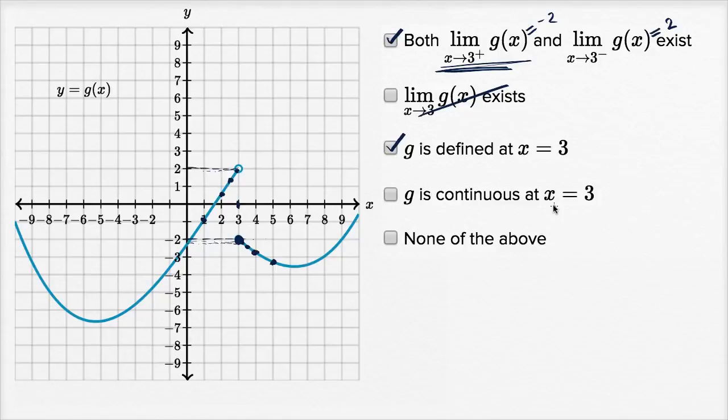g is continuous at x equals 3. Well, in order for g to be continuous at x equals 3, the limit must exist there. It must be defined there. And the value of the function there needs to be equal to the value of the limit. Well, the function is defined there, but the limit doesn't exist there. So it cannot be continuous there. So I would cross that out. And I wouldn't click none of the above because I've already checked something, or I've actually checked 2 things already.